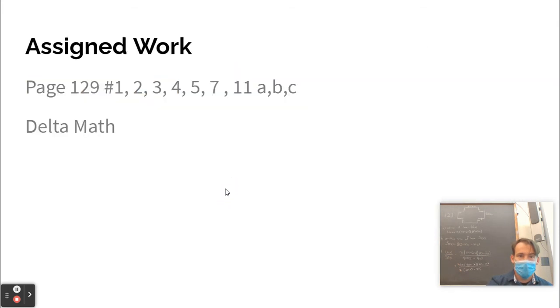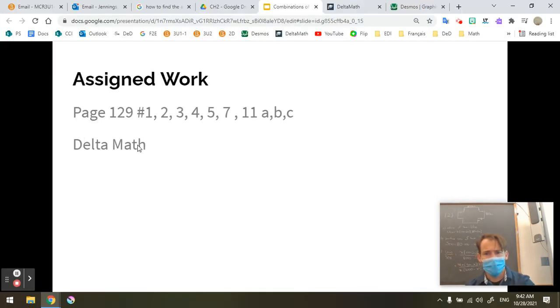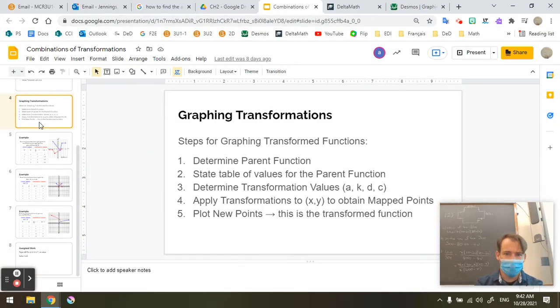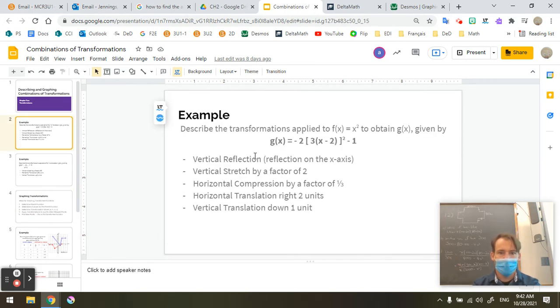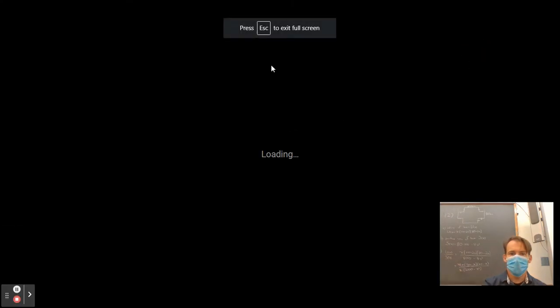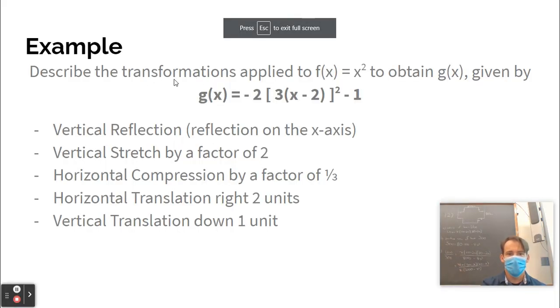So what are we getting at here? Oh, I don't have a slide for this. When we're applying transformations, what we want to make sure we notice is that in this set of transformations, we did our vertical stretches and reflections, and then our horizontal compressions. We did A and K first, and then we do our translations.